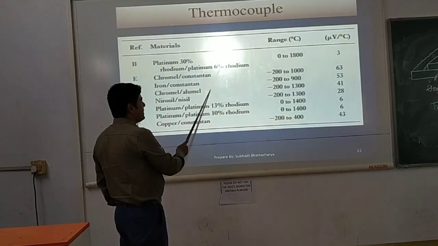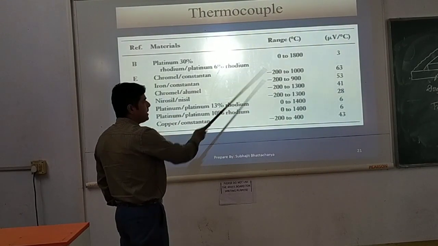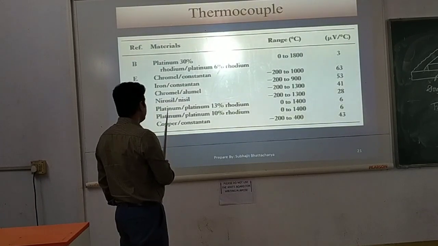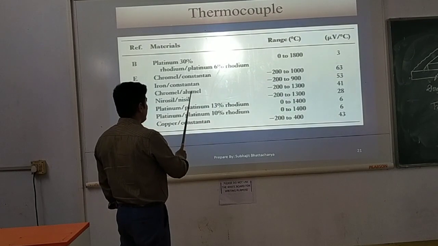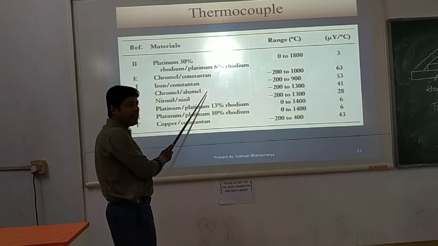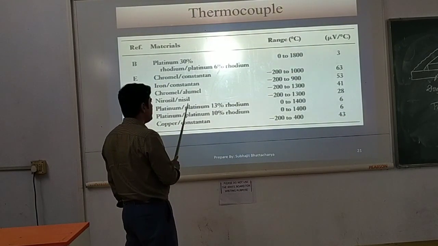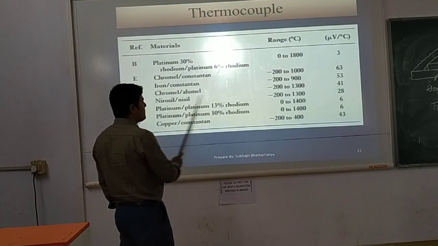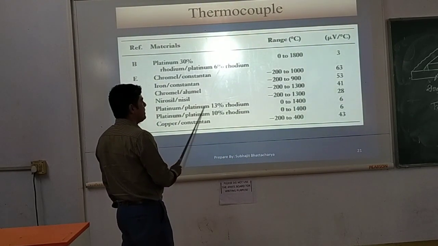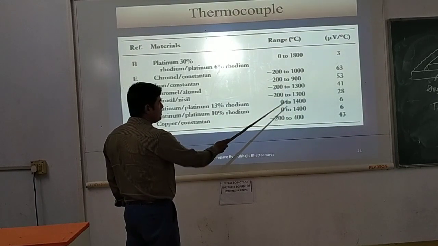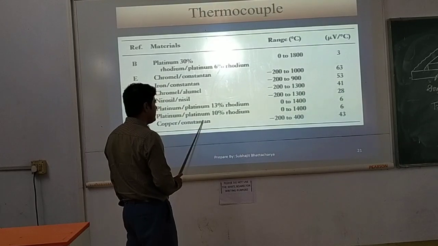Chromium constantan is -200 to 1000. For iron constantan the range is -200 to 900 degrees Celsius. For chromium alumel, which is an alloy, -200 to 1300 degrees Celsius. Chromel and nisil, all these are alloys. You can see -200 to 1300 degrees Celsius. Platinum with 13% rhodium is 0 to 1400. Platinum with 10% rhodium is 0 to 1400 degrees Celsius.